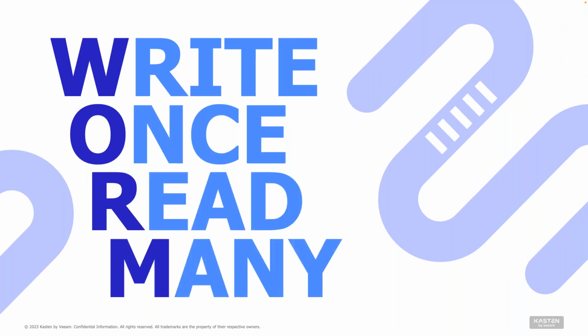Another key fundamental is what we call WORM. WORM is write once, read many. That's actually how immutability started. Once we have written our data, we can read it as many times as we want, but we cannot write to the data anymore. That means we cannot encrypt the data or corrupt the data. So that's where immutability makes sense.